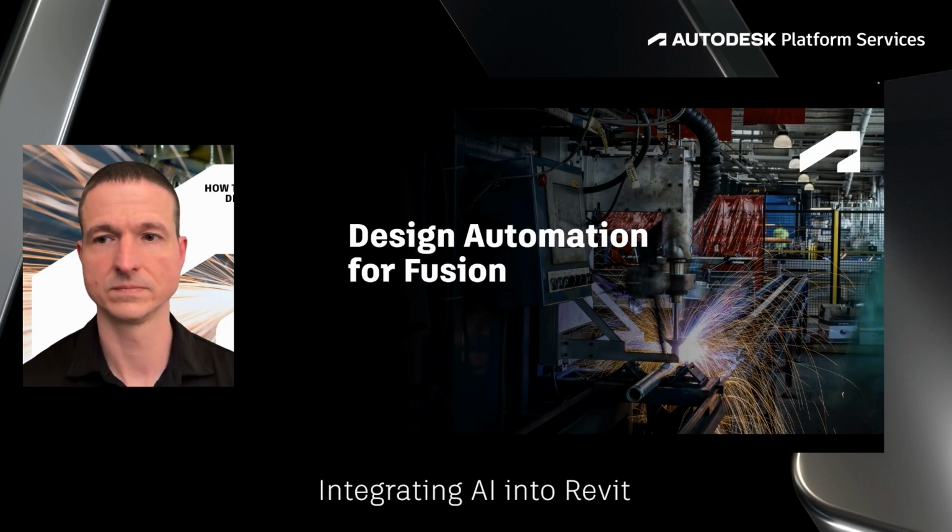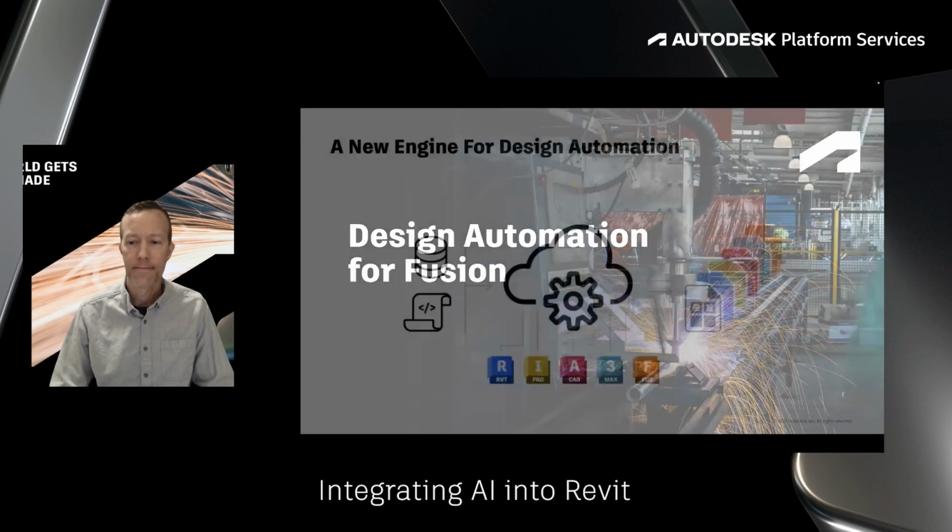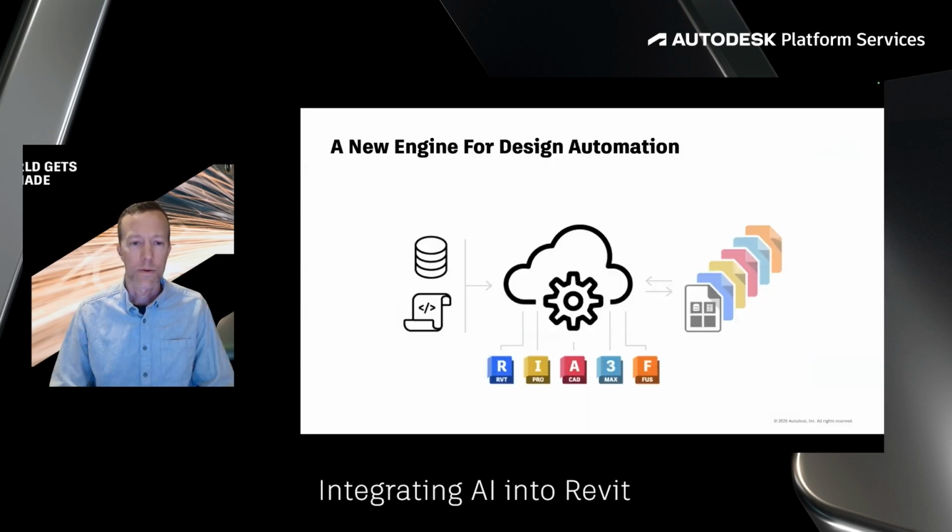Okay, thank you for that overview, Adam. Now let's go into some detail about design automation for Fusion. So what is design automation for Fusion? It's a new engine that we're offering alongside our other engines. So now we have Revit, Inventor, AutoCAD, 3ds Max, and Fusion. The API to use the new engine is going to be mostly the same, with a few differences which we will discuss.